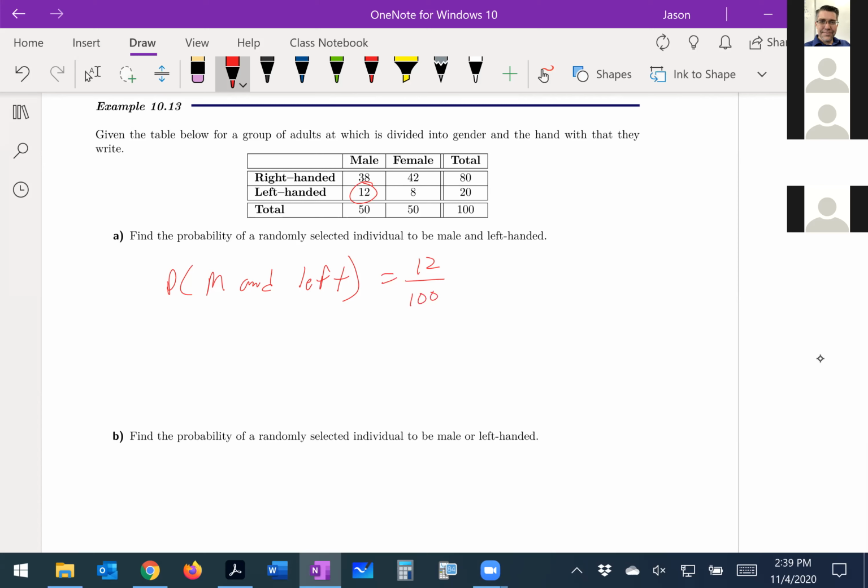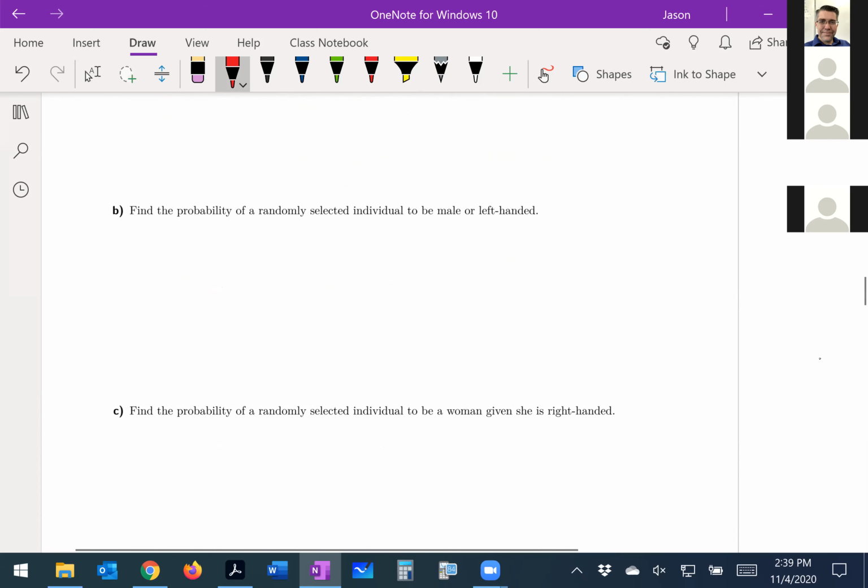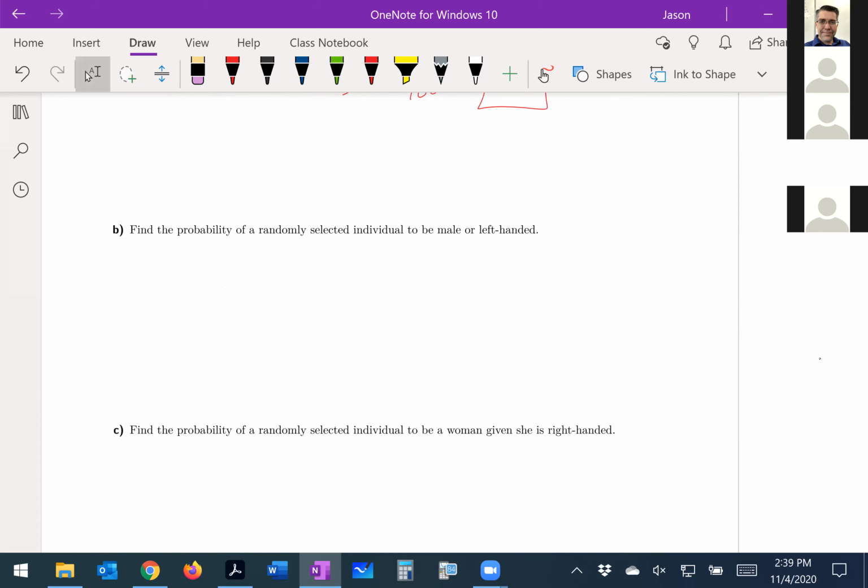Well, how many individuals are there? There are 100. Exactly. There are 100 individuals, so I'm going to reduce this by 4. This is going to become 3/25. Always reduce your fractions. B, find the probability of a randomly selected individual to be male or left-handed.